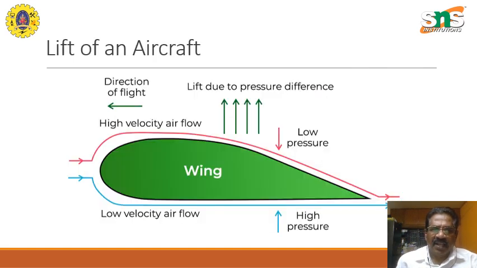The lift of an aircraft is like this. The direction of the flight is here. The high velocity air attacks the aerofoil or the wing, and the high velocity air flows over the top, and the low velocity air flows under. Because of the high velocity, it creates a low pressure. There's a low pressure on the top of the wing and high pressure at the bottom of the wing. And this causes the lift due to the pressure difference.